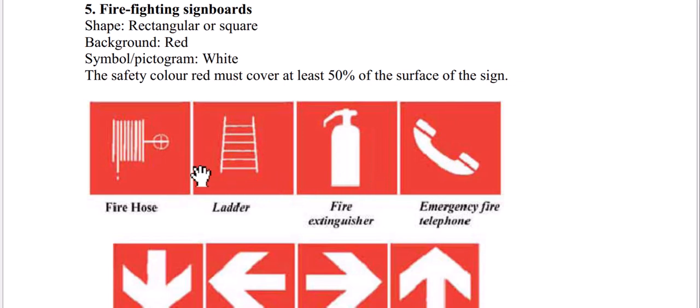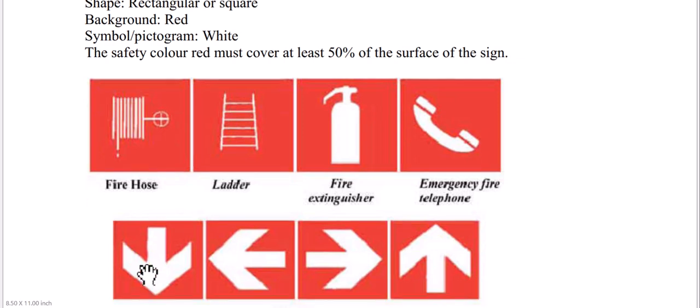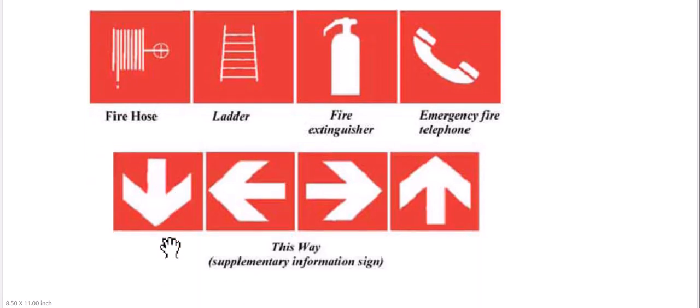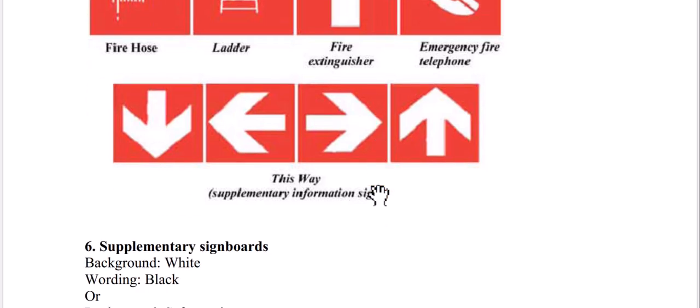We have the signs of directions: left, right, up, down. These are used for the emergency exit. So you have to run toward this direction to escape from the fire accident. These are used to escape during a fire occurrence so that you rescue yourself.